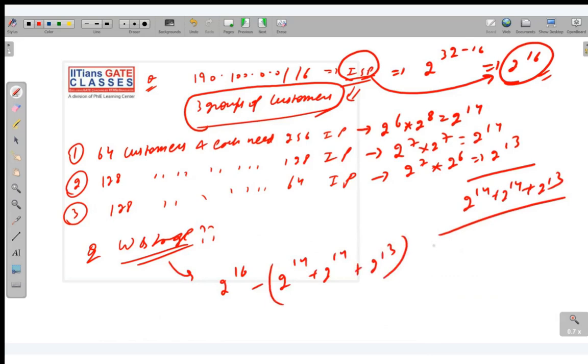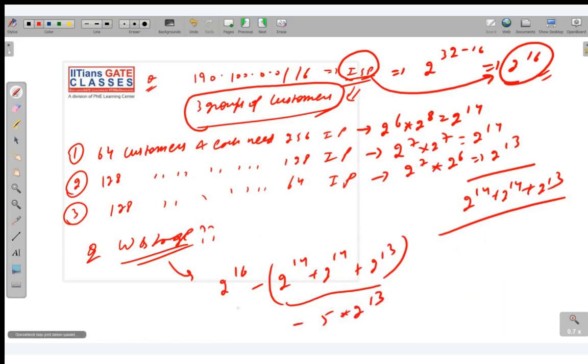Understood, sir. Okay, so now how will you solve it? That is again very easy, no problem. Just try to do it in the smaller power term. 2 power 13 is the smallest power here. So I will say 2 into 2 power 13 is 2 power 14. So 2 plus 2 plus 1, that is 5. So it is nothing but 5 into 2 power 13. Any doubt? No, understood, sir.